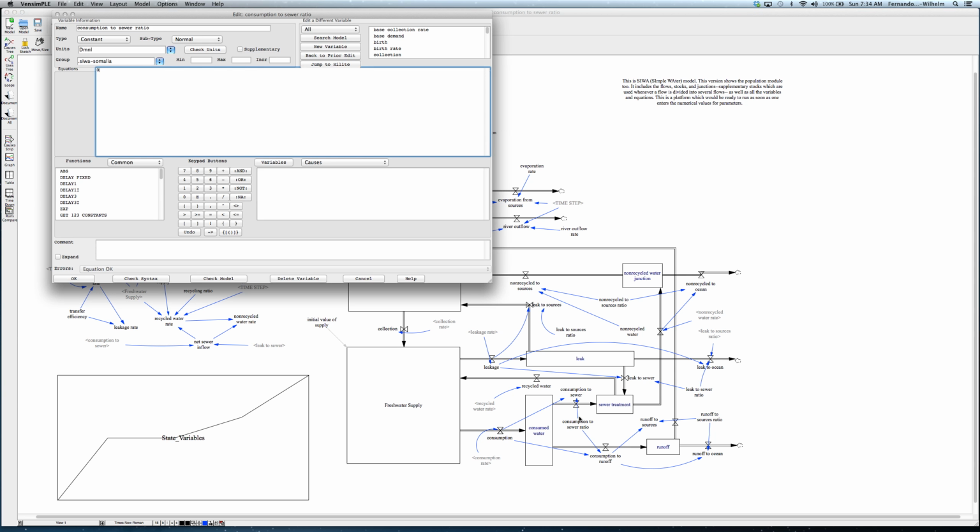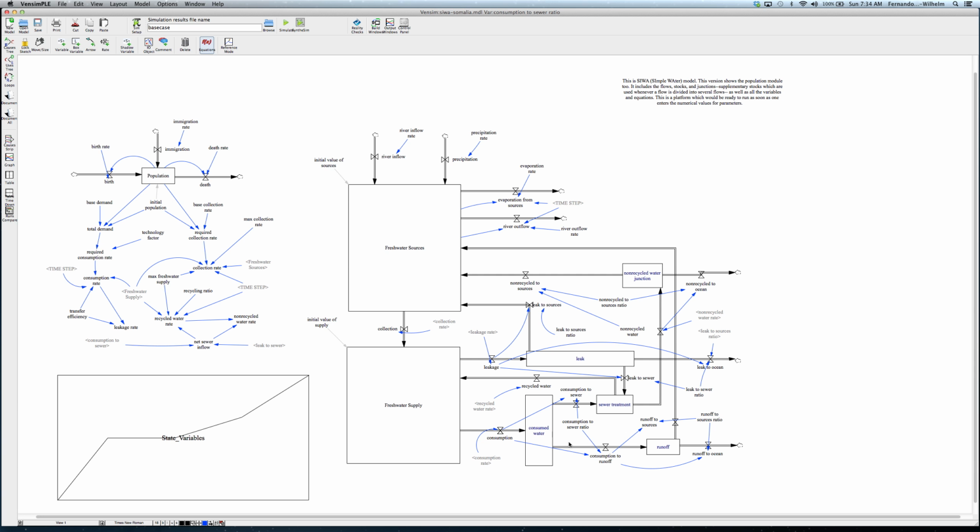We have a consumption to sewer ratio of 0, which means that for the most part in this simulation, none of the water that's consumed gets to the sewer. That means pretty much that in this case of Somalia, once water is used, it's completely thrown away. There's no treatment for consumed water, and that means, of course, there's no recycling, so essentially this link in this simulation has 0 flow.